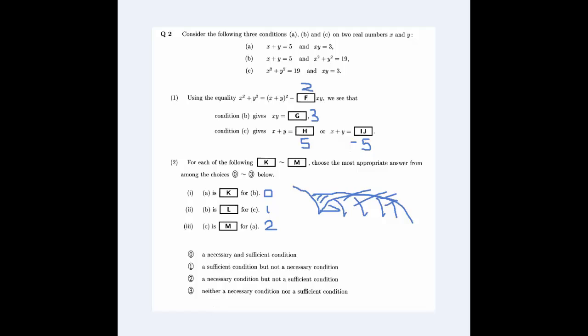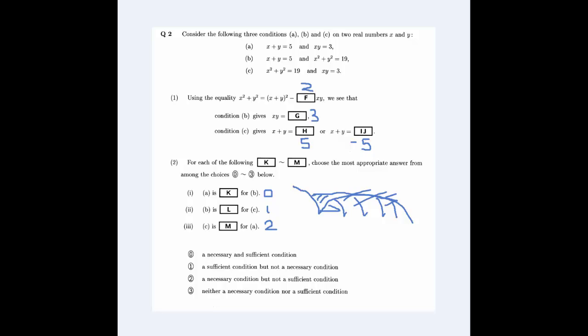1. Using the equality x squared plus y squared equals (x plus y) squared minus 2xy, we see that condition B gives xy equals 3. Condition C gives x plus y equals 5, or x plus y equals minus 5. For each of the following, choose the most appropriate answer from among the choices below.